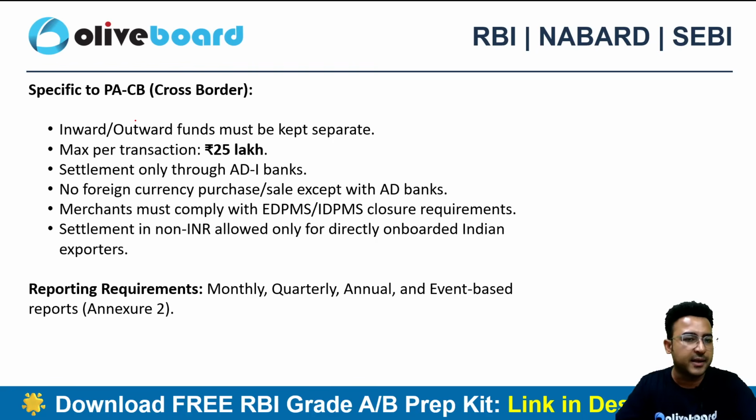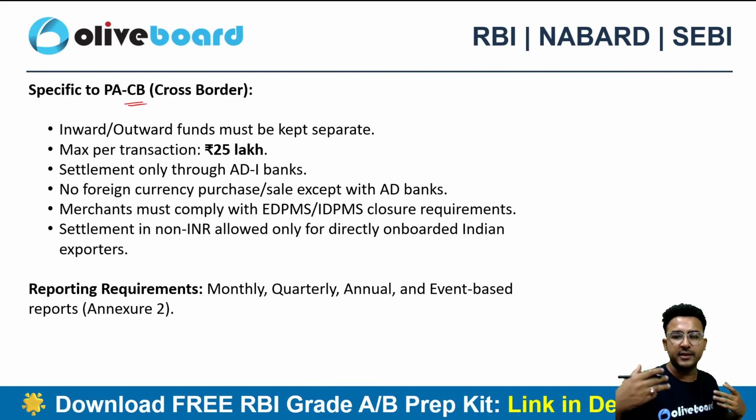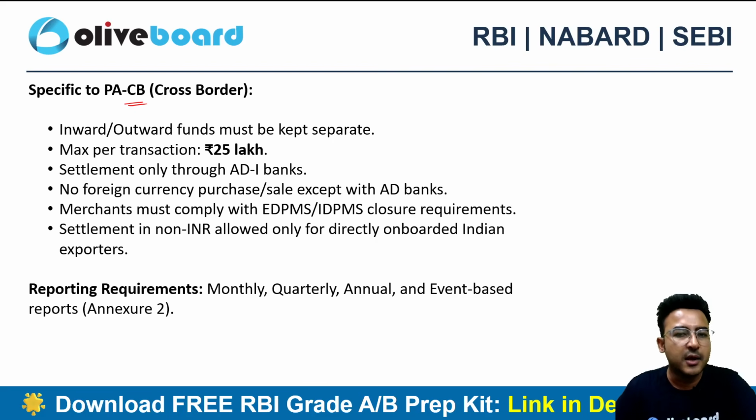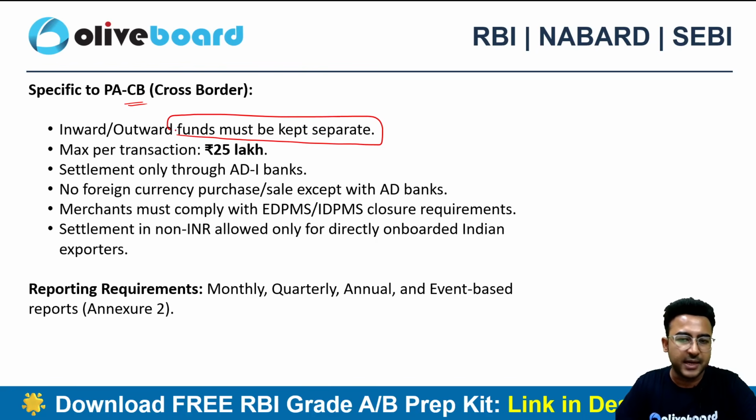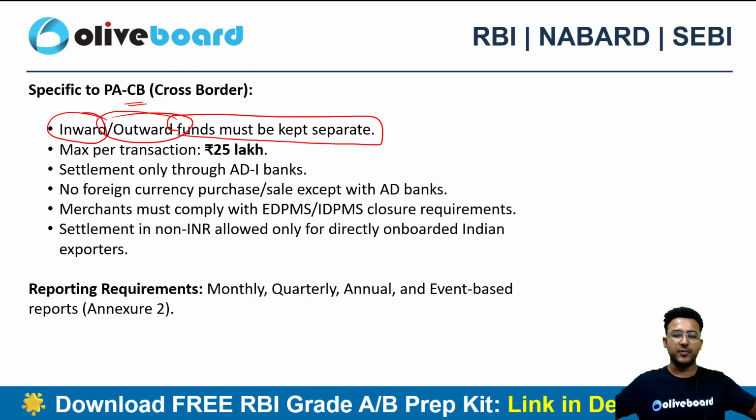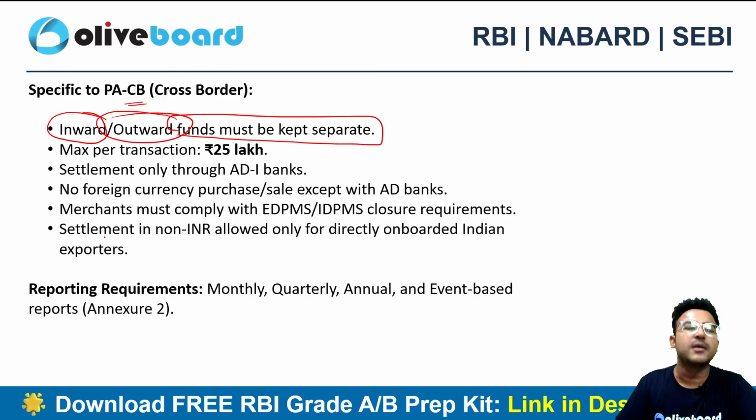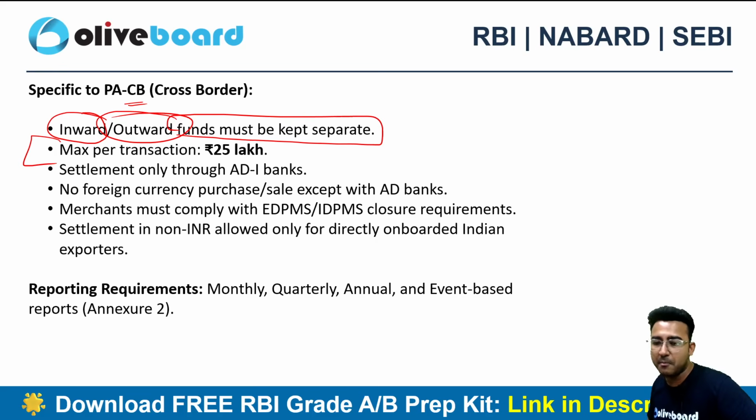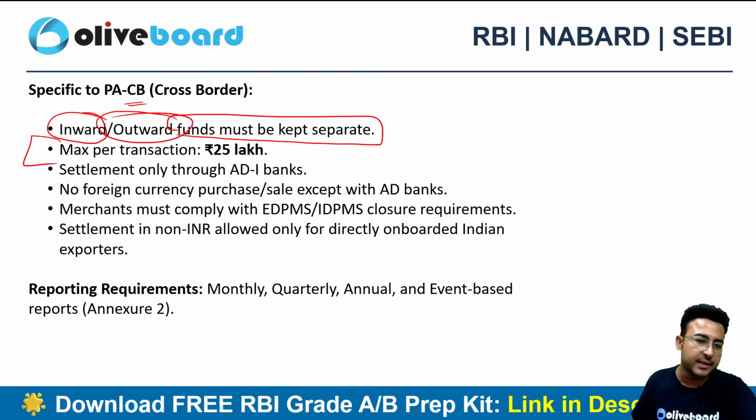Specific to the payment aggregator cross-border. Now if I am a payment aggregator, that too, I am involved in the cross-border transaction. So I need to separate the funds. Whatever inward transactions I am having, whatever outward transactions I am having, both should be separate, right? Both the funds should be separate. Maximum per transaction limit should be 25 lakh. Okay, maximum per transaction limit is 25 lakh here.